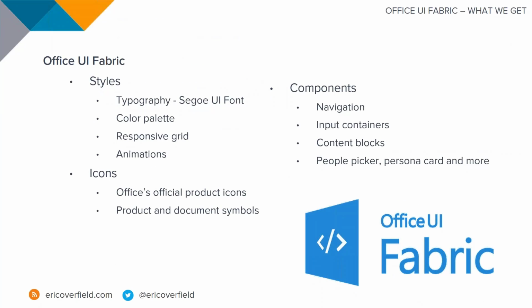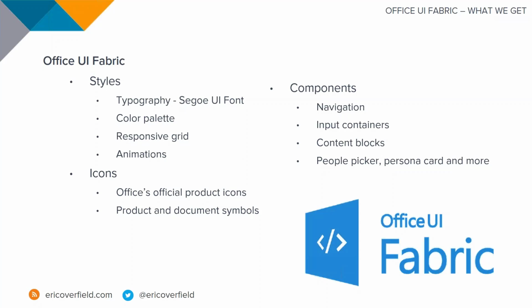So if we want to look at the UI Fabric itself, in particular, let's start with the core there. You've got your styles. Your styles include your typography, the fonts that you use, which is going to be the Segoe UI font, your default Microsoft font. Fabric also includes a predefined color palette that fits within what Office and SharePoint typically look like, which is really nice because a lot of us aren't great with color, and it can be very difficult to get a color that fits within what Office already provides. UI Fabric already took care of that for us.